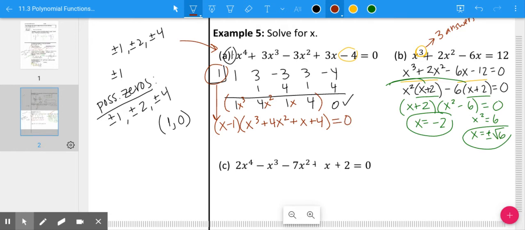The good news is you don't have to do this again. You can now factor this by grouping. Go ahead and factor this by grouping, finish this problem, and give me your answer. I am looking for 4 roots in total, but only 2 of them are real.